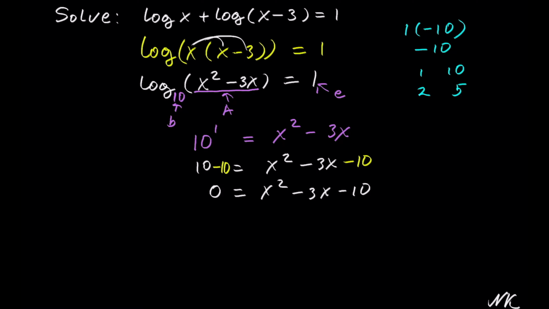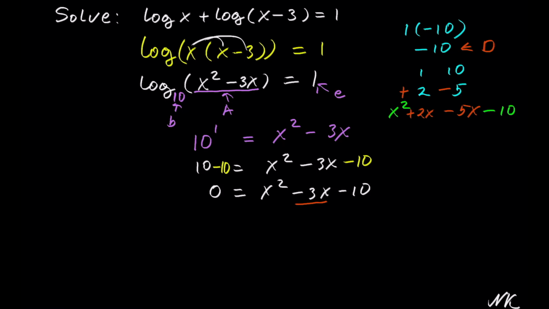Since the product is negative, we are looking for the difference between factors, and we need the difference to be equal to negative 3. 2 and 5 have a difference of 3. We need the difference to be negative, so we need more negatives. So negative 5 and positive 2 will give us a difference of negative 3. On this step, you can rewrite negative 3x as positive 2x minus 5x and keep everything else as is, and have x squared plus 2x minus 5x minus 10, and factor by grouping.